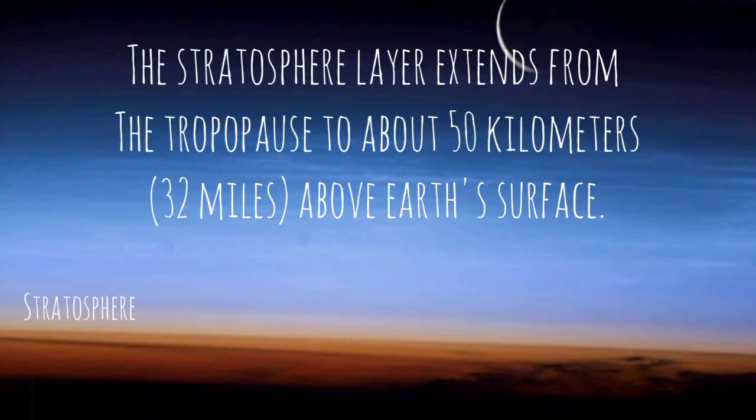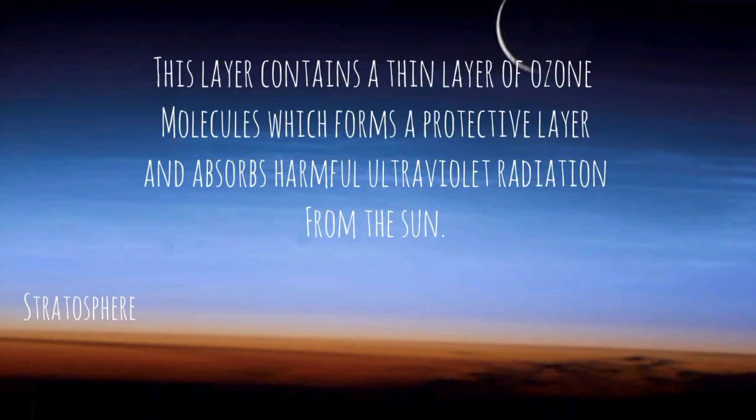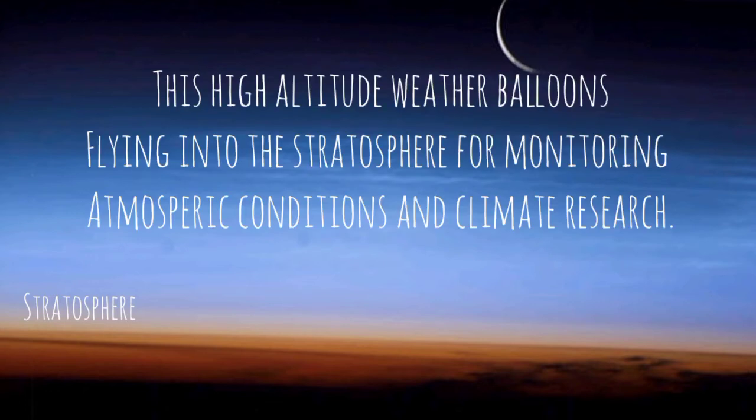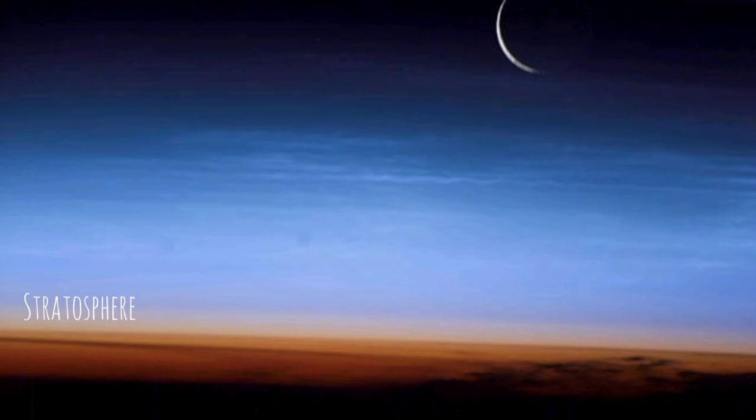The stratosphere extends from the tropopause to about 50 kilometers or 32 miles above the Earth's surface. This layer contains a thin layer of ozone molecules which forms a protective layer and absorbs harmful ultraviolet radiation from the sun. High-altitude weather balloons fly into the stratosphere for monitoring atmospheric conditions and climate research.